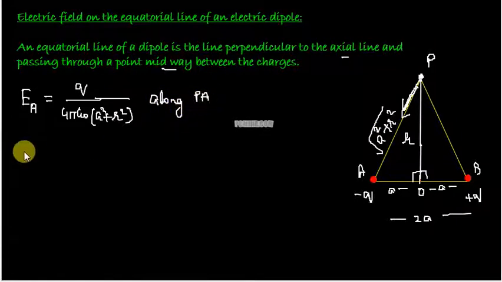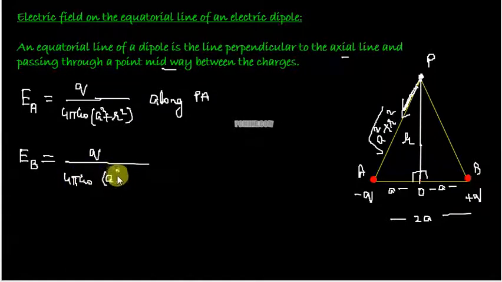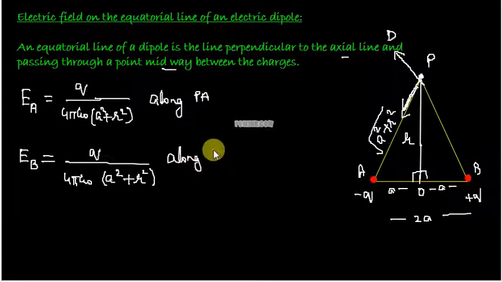Now, what would be the electric field at P due to the charge at B? That's going to be q upon 4 pi epsilon naught times r square plus a square, because this time the magnitude is absolutely the same. It's just the direction which varies, because for the positive charge it will go away from the charge. So, it's along PD. So, if my electric field due to the plus q charge is the same magnitude but along PD, what should be the net or resultant electric field?